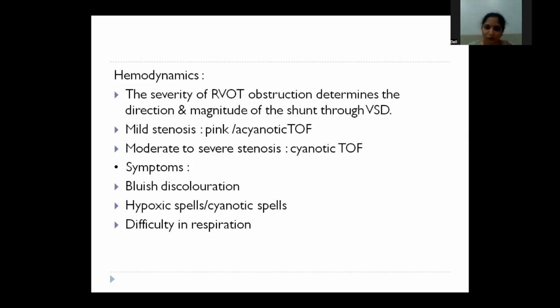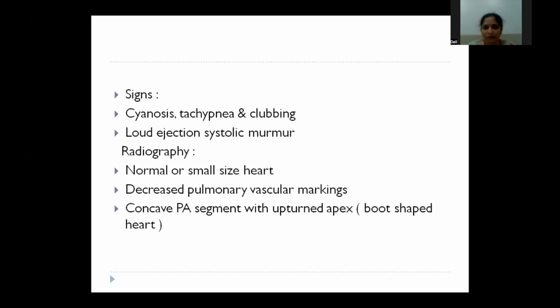When this obstruction is not severe, there is some amount of blood going to the pulmonary circulation, getting oxygenated, and in this condition we call them pink tets, or acyanotic tets. So in the initial period, they may not show cyanosis or the consequences of cyanosis. But when the stenosis is severe, we will see cyanosis immediately after birth. So, bluish discoloration; parents give a history that the baby after feeding, after crying or after defecation becomes more blue, and the patient may have tachypnea and difficulty in respiration because of the hypoxia.